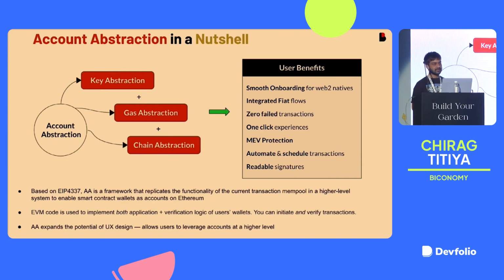Someone can sponsor gas fees on behalf of you, right? Like in native tokens or even in ERC20 tokens. Or if a dApp does not wish to sponsor, then they can make the user pay using the assets that they are holding in their smart account.